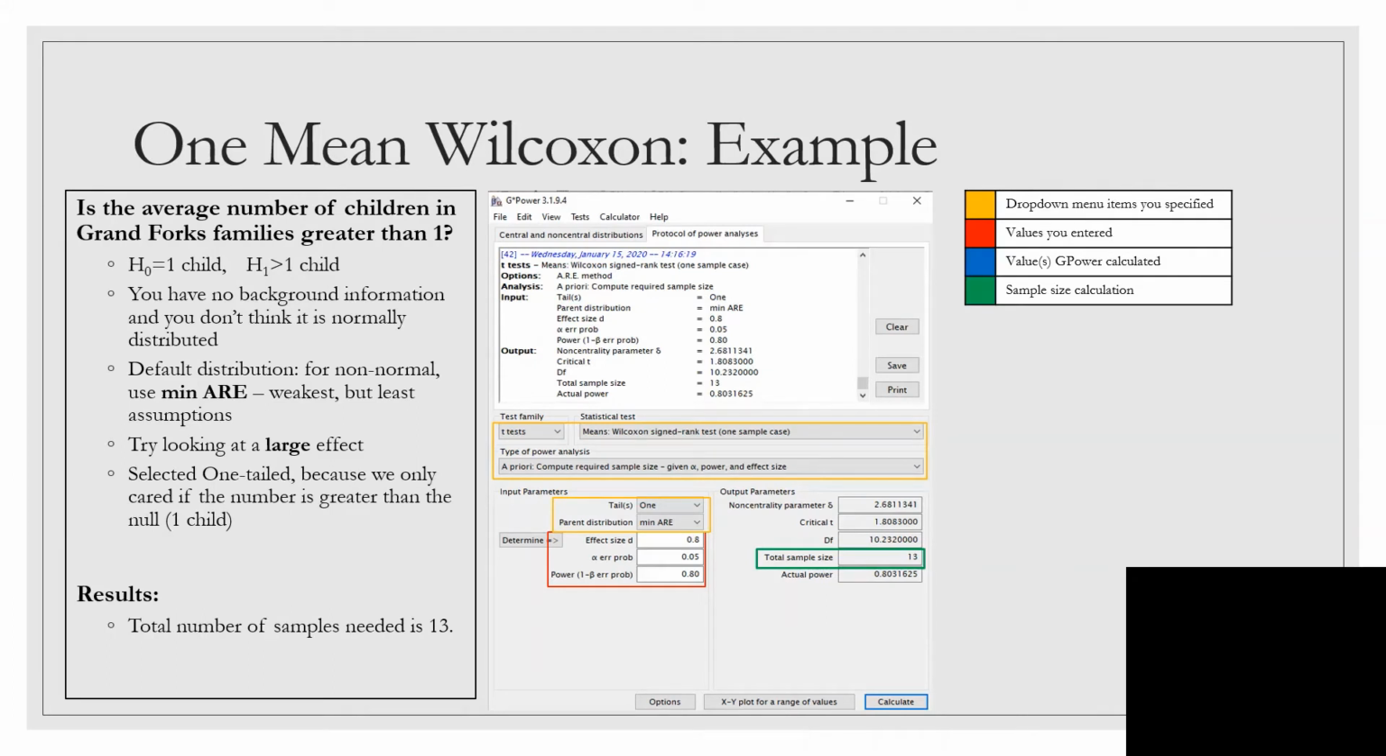For the question, is the average number of children in Grand Forks families greater than 1? Our null is 1 child. An alternative is anything greater than 1. I don't have background information, and I don't think it's normally distributed, so I'll use the Wilcoxon. I'll set one tail, because we're looking at greater than 1, and be conservative, so I'll use min-ARE. I think there's a good chance that a lot of families have more than 1 child, so I'll choose a large effect. And this gives me a total sample size of 13.